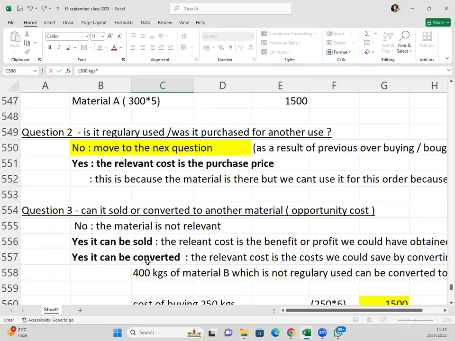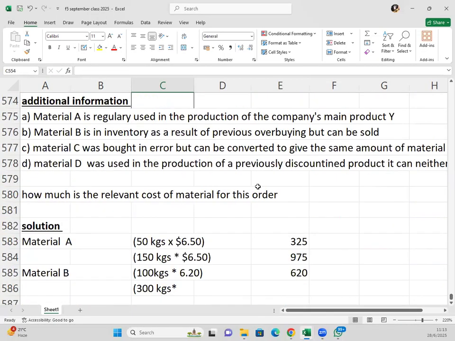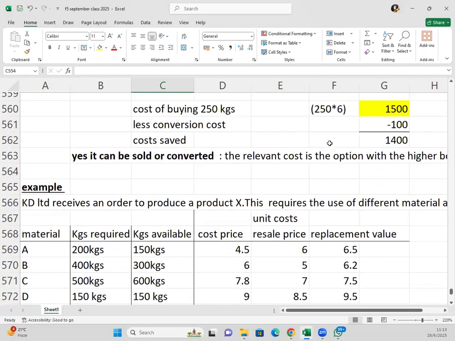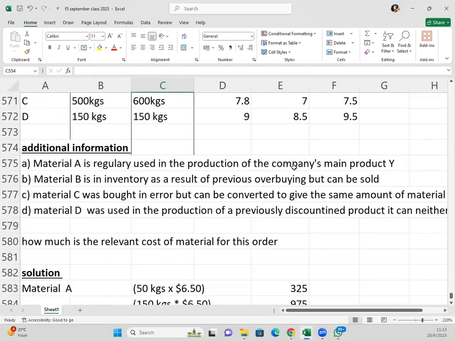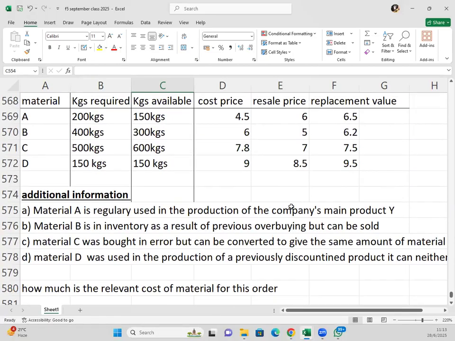Can it be sold or can it be converted? Sometimes we don't need to be given a statement to say it can be sold. The fact that they've given us a resale price means it can be sold. So can it be sold? Yes. Can it be converted? They have not mentioned anything about conversion. So we are going to consider the option of selling it.